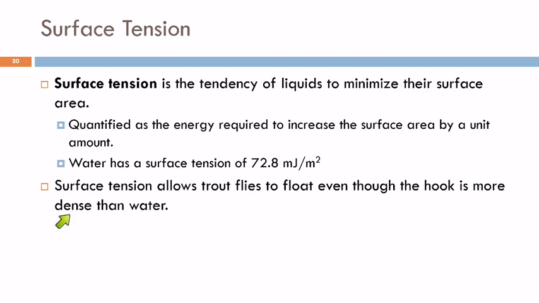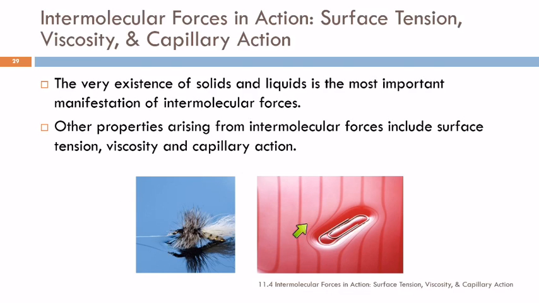So surface tension is what allows trout flies to float, as in this picture, what allows a paperclip to float on water. And you may not have seen that happen before. You can also do it with like a sewing needle. You have to have a very, very clean container, and you have to have clean water. If there's any soap or any contaminant in there, it will not work.